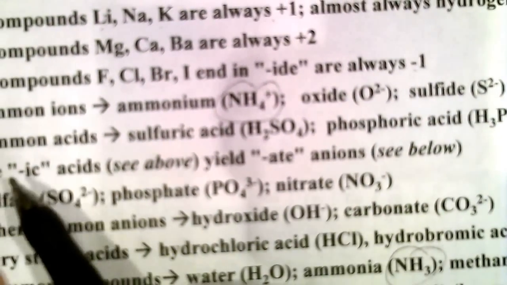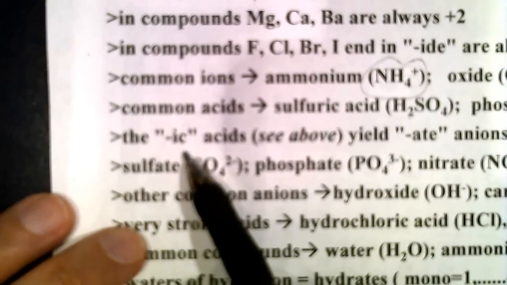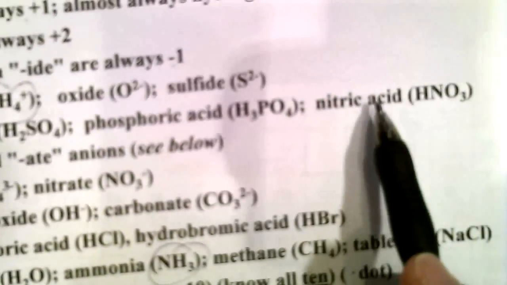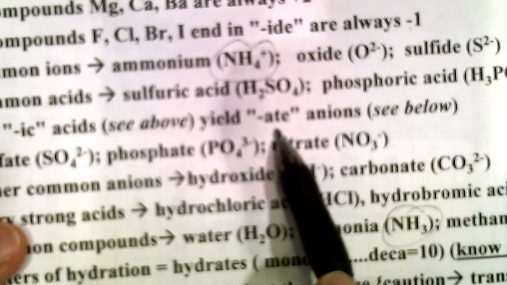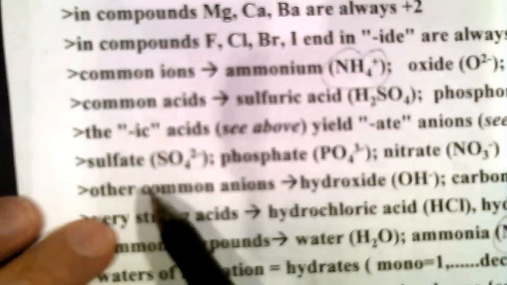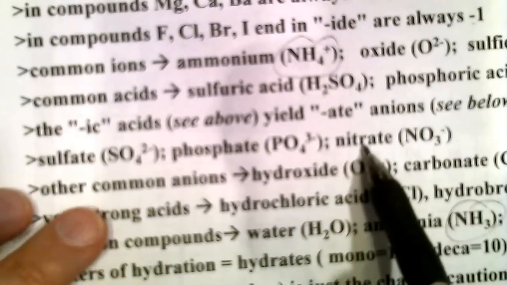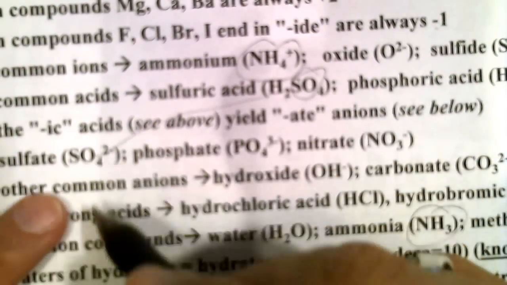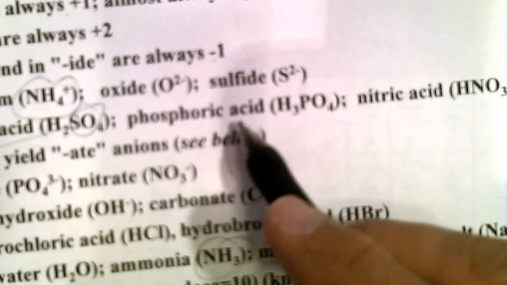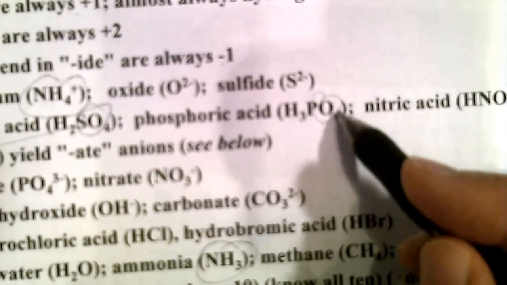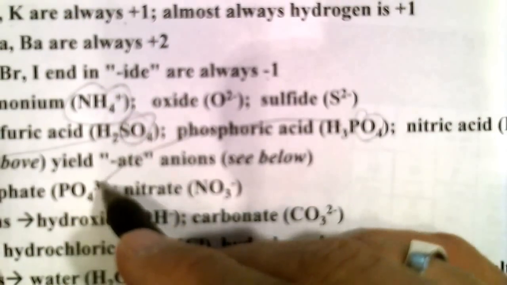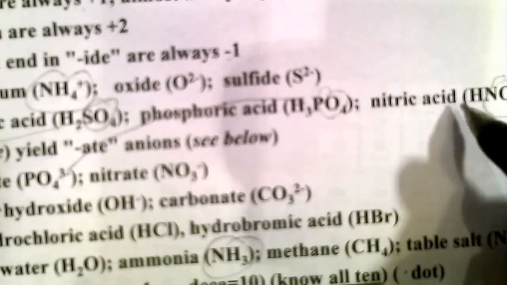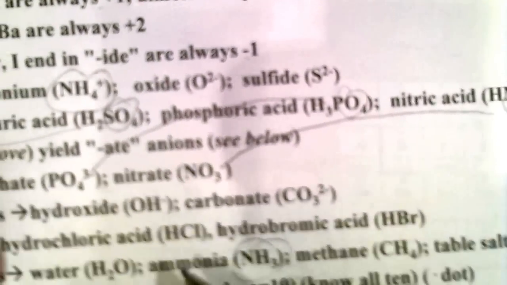This next statement says that the -ic acids, see above, that's sulfuric, phosphoric, and nitric, yield the -ate anions. And these are the -ate anions below: sulfate, phosphate, and nitrate. So if you think of sulfuric acid and take away these 2 hydrogens, you'll end up with sulfate. If you know what phosphoric acid is, take away the 3 hydrogens, you'll end up with phosphate. If you know what nitric acid is and take the 1 hydrogen away, you'll end up with nitrate.